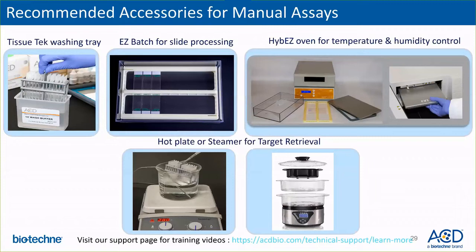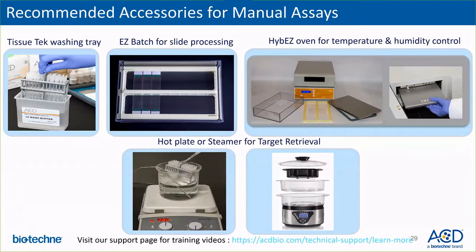And presented here are some recommended accessories required for running the manual RNAscope assays. To the top left are the 2 options for washing and handling slides. You may use either the Tissue-Tek wash, a common tray in most labs, or you can use our EasyBatch slide processing system, which was designed to streamline your RNAscope assays and save handling time when working with a large number of samples.